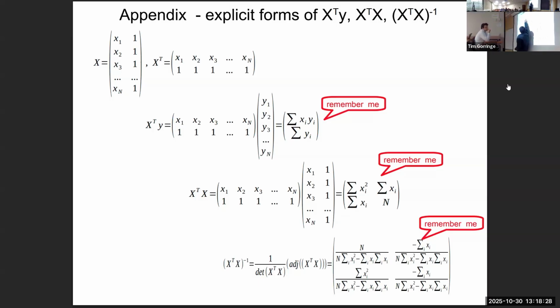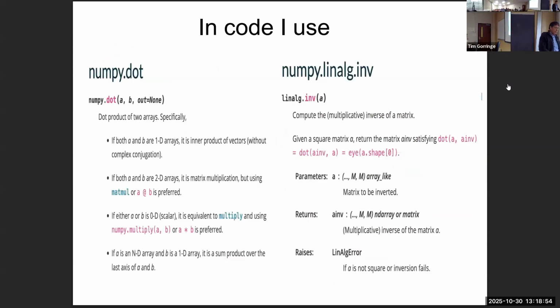Here's the matrix X, we'll meet its transpose. Here's its transpose. We'll meet the product of the matrix X and the data. I've written out that. We'll meet other products like X and its transpose, the inverse of X and its transpose. So I kind of wrote them all explicitly in terms of the individual data points themselves, just as a record. Okay, I'm going to go to the code.